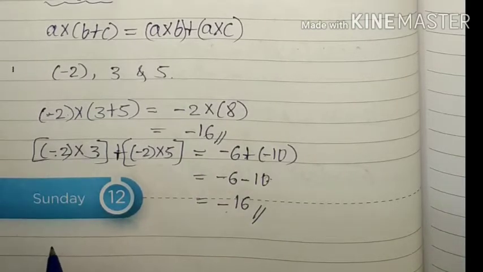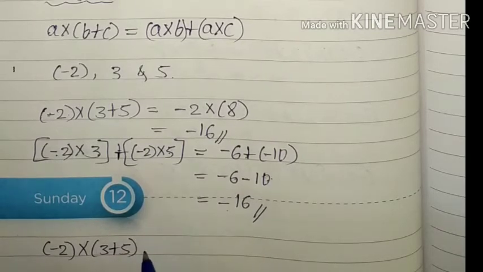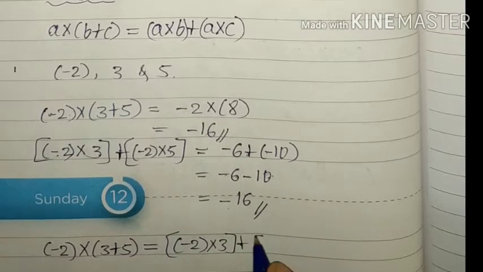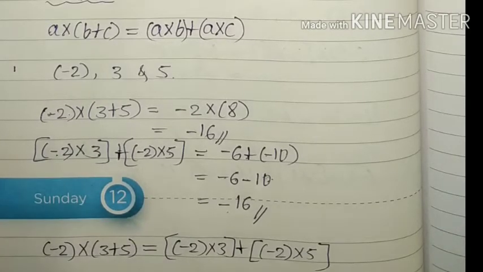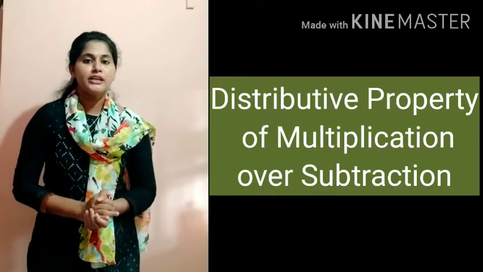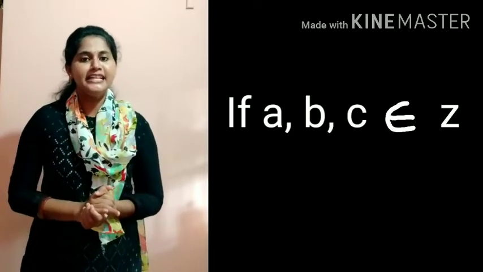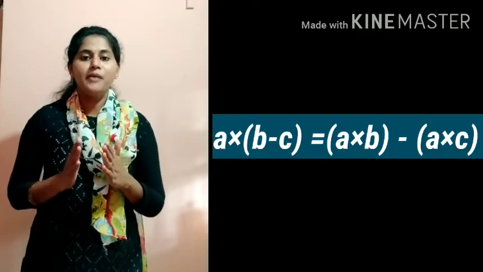Therefore, -2 into (3 plus 5) is equal to -2 into 3 plus of -2 into 5. Hence, distributivity of multiplication over addition is satisfied. Distributive property of multiplication over subtraction: if A, B and C are any three integers, then A into (B minus C) gives A into B minus A into C. We see all these things in my explanation zone.